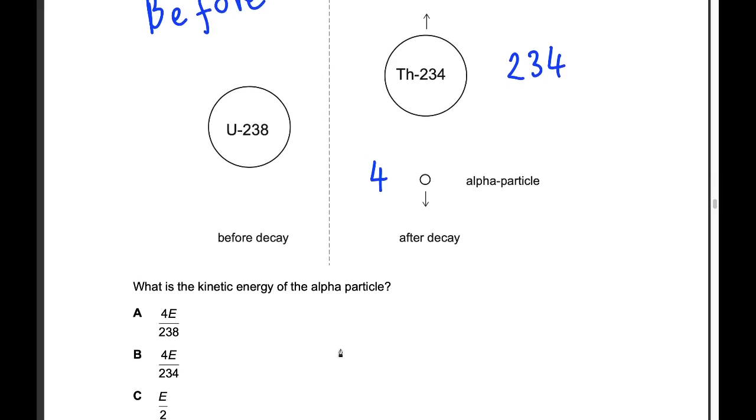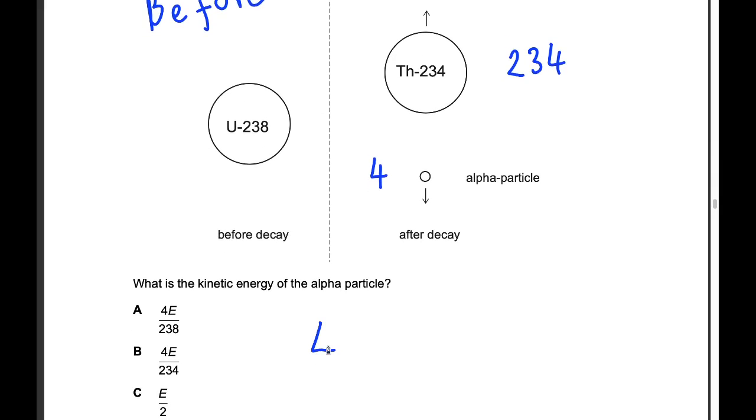So we can say that for, I'm going to call that V1, this is V1 here, is going to be equal to 234 V2. Okay, and that's my velocity of my thorium.